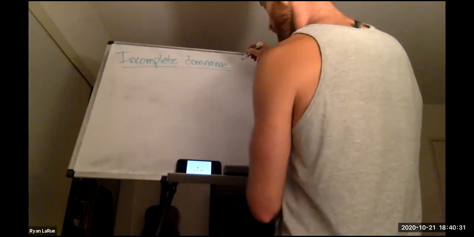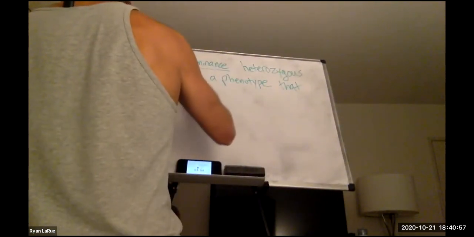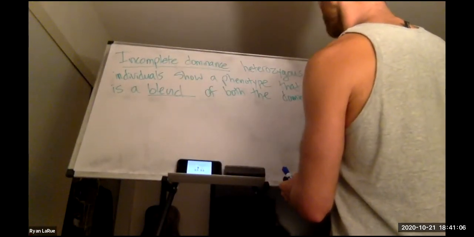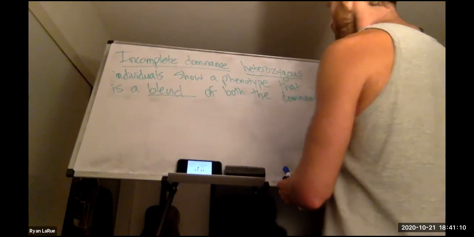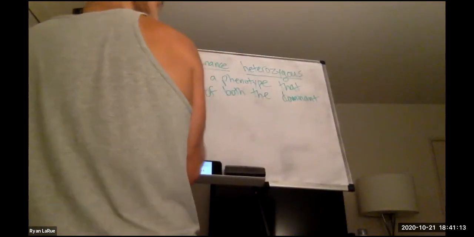Incomplete dominance is when heterozygous individuals show a phenotype that is a blend, or a blending, of both the dominant and recessive traits or phenotypes. I'll underline heterozygous too.